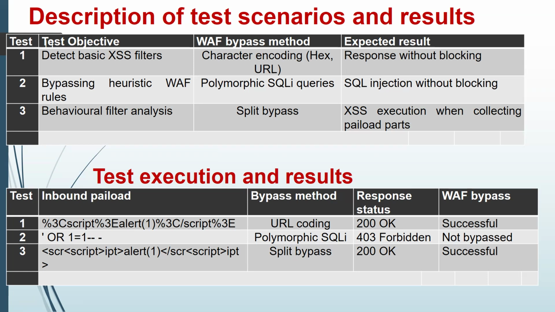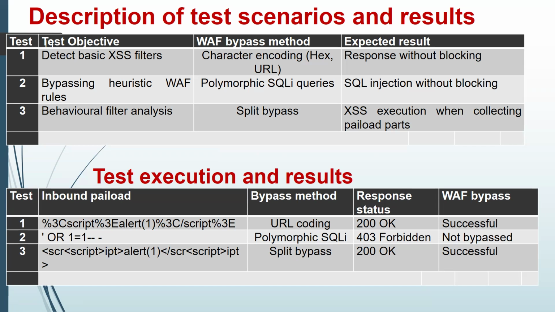The purpose of the first test is to detect basic XSS filters. For this purpose, the chunked encoding method, hex or URL, is used. It is expected that the system will not block the request and the response will be received without a block.